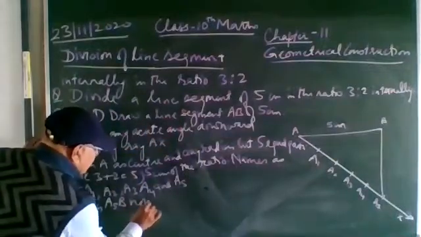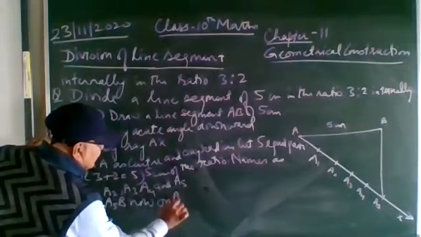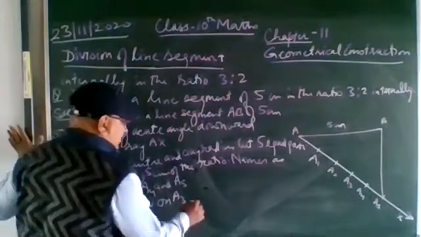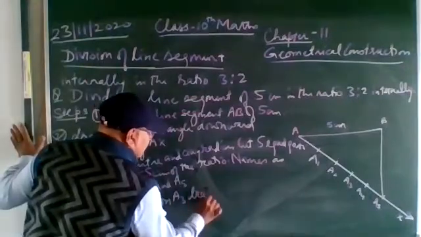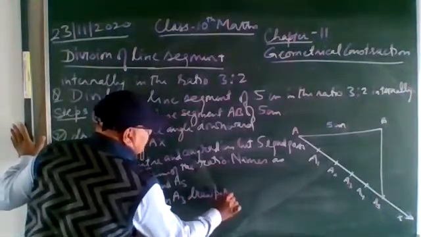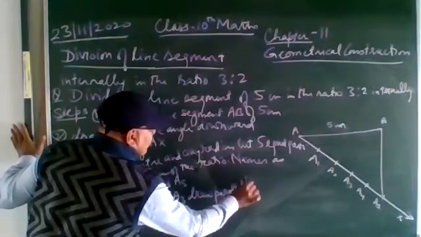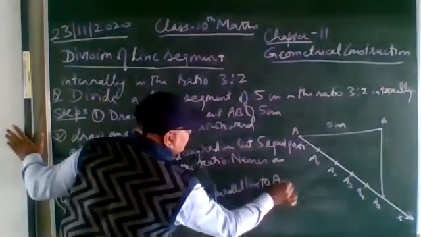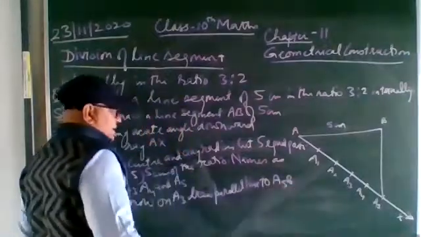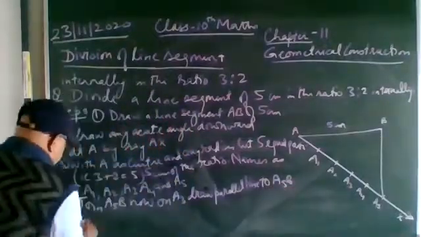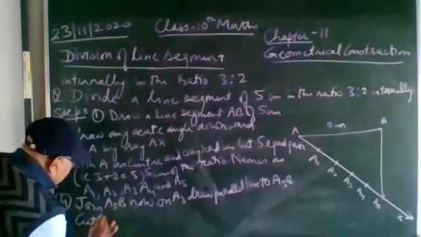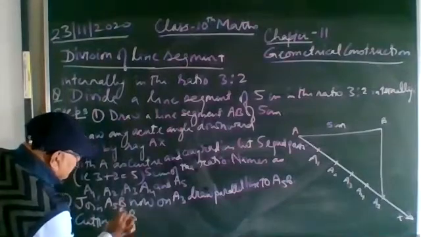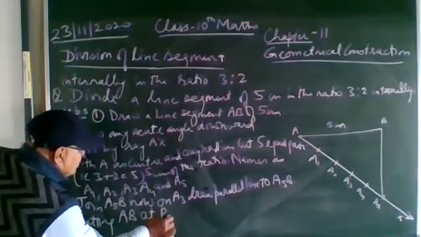Now on A3 draw a parallel line to A5B, cutting AB at P.